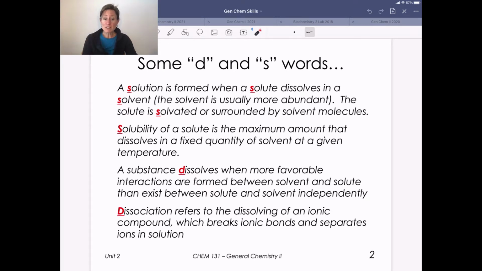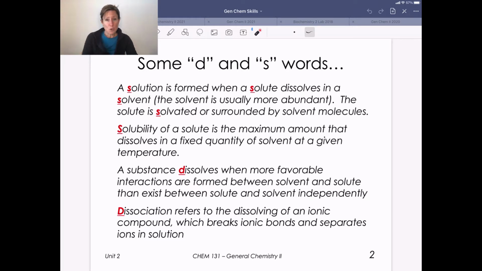We're going to talk a lot about solubility, and solubility has to do with the maximum amount that dissolves in a fixed quantity of solvent at a given temperature. As we'll see when we get to the end of this unit, there is a temperature dependence that we're going to see with solubility.